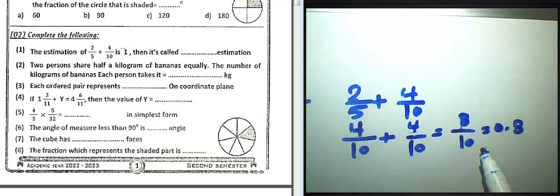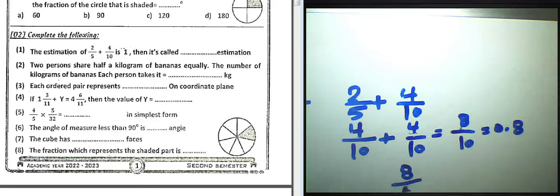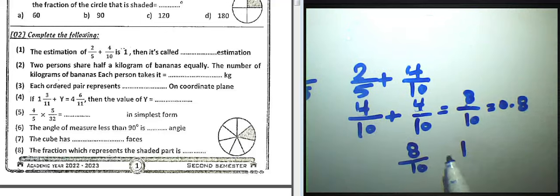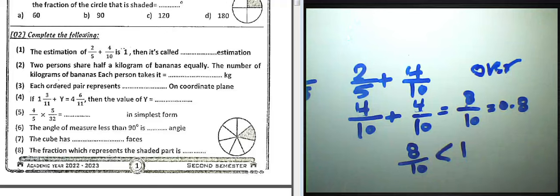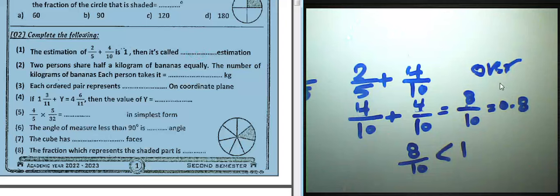We can compare 8 over 10 and 1. Look here, 8 over 10 is less than 1, so it's called overestimation, because the estimation is greater than the actual number. We must write here overestimation. Write in this blank the word over. Okay, write over.